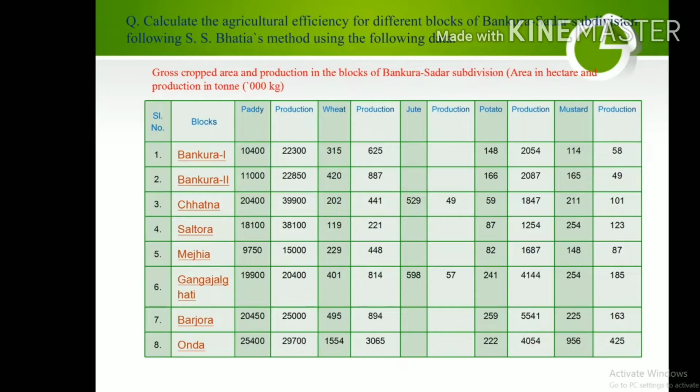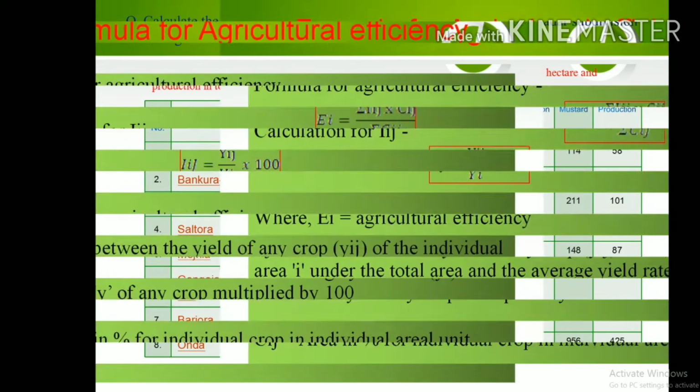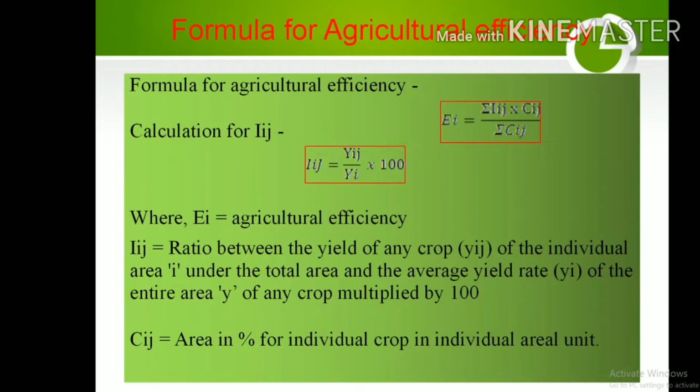How can we measure the agricultural efficiency of any region following S.S. Bhatia's method? For this we have to know the formula. The formula for agricultural efficiency is Ei equals summation Iij into Cij divided by summation Cij. How to find out the Iij? Iij can be found out by Yij divided by Yi, and the result expressed as a percentage.